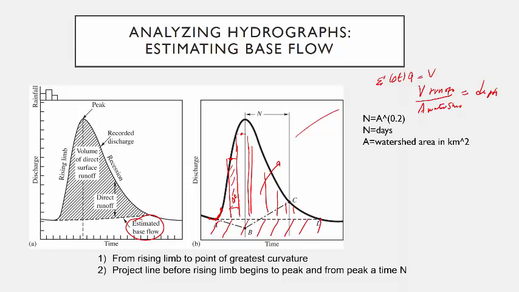So for a particular storm event, you calculate this area under the hydrograph after you have subtracted the base flow. You can calculate the volume of the runoff, and if you divide by the area of the watershed, then you have the depth. So that's for that specific storm. Okay, so that's the first method.